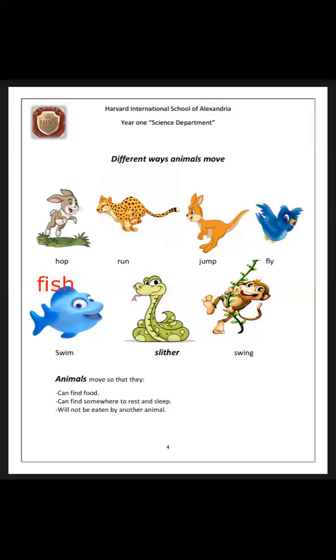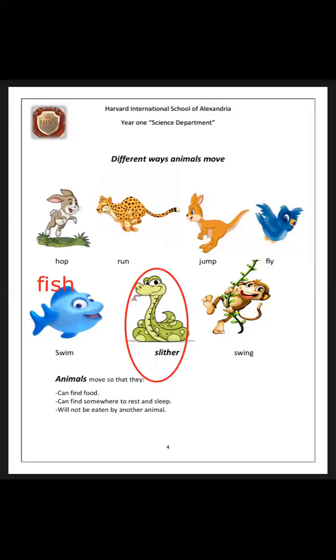Okay, what about the snake? A snake is a little bit different from most of the animals. The snake slithers. It means it goes on the ground. It slithers. It doesn't jump. It doesn't hop. It doesn't walk. It slithers because snakes don't have arms, legs, or anything. So they slither.